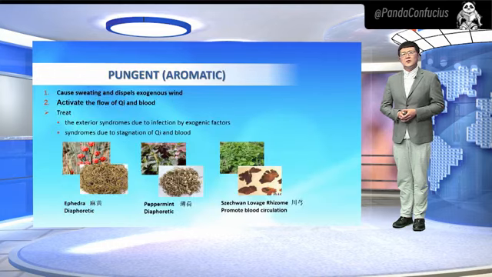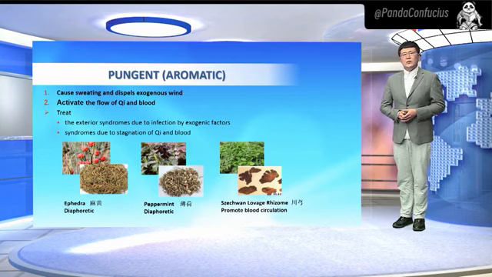Drugs with a pungent taste can cause sweating and activate the flow of qi and blood. They are usually indicated for exterior syndromes due to infection by exogenous factors, or for syndromes due to stagnation of qi and blood. For example, ephedra and peppermint are diaphoretic for an exterior syndrome. Szechuan lovage rhizome may be used for blood stagnation syndrome to promote blood circulation. As we know, all of them have a pungent taste.